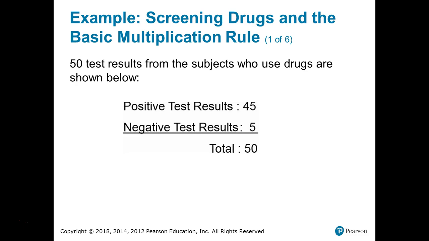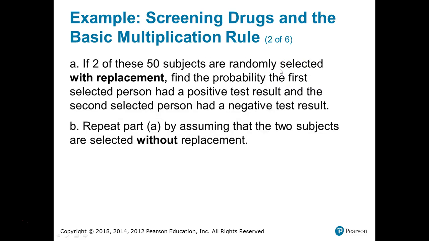So let's do another example. Screening drugs and the basic multiplication rule. 50 test results from the subjects who use drugs are shown below. So 50 people total who use drugs: 45 of them had a positive test result, and 5 of them got really lucky and got a negative test result, even though we know that they use drugs.